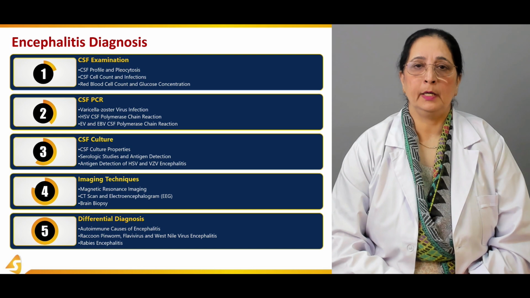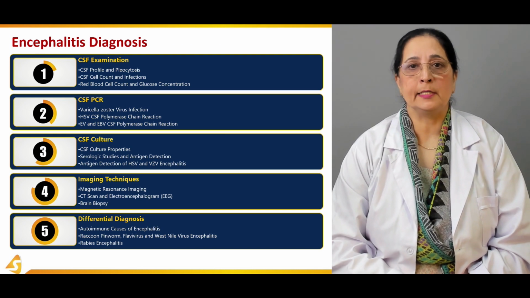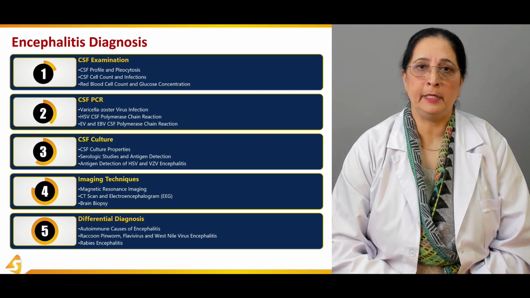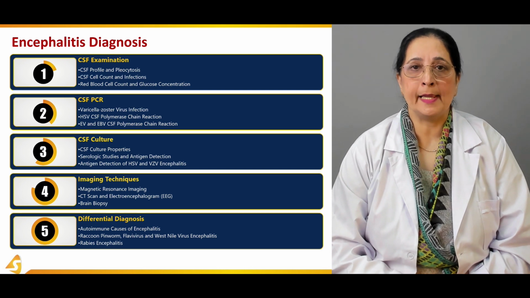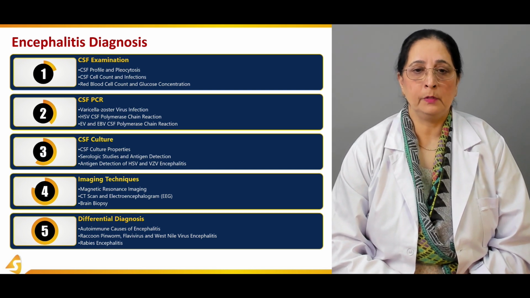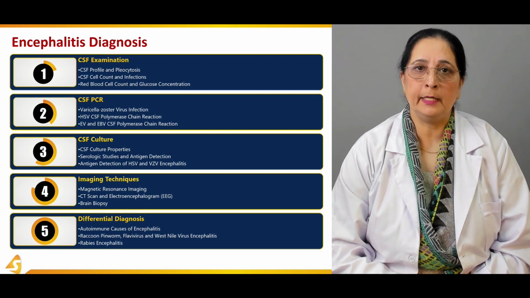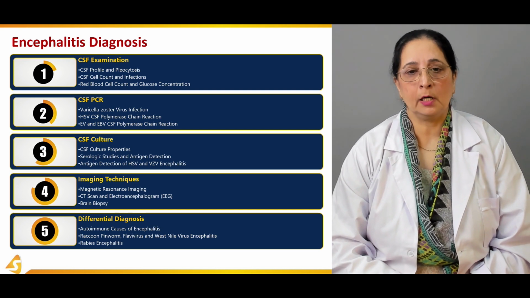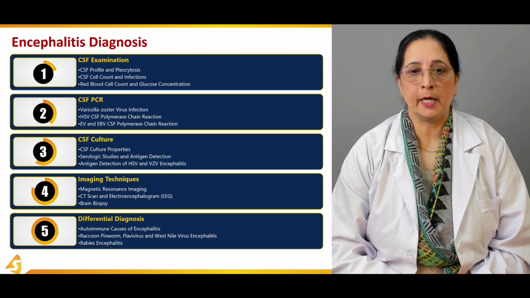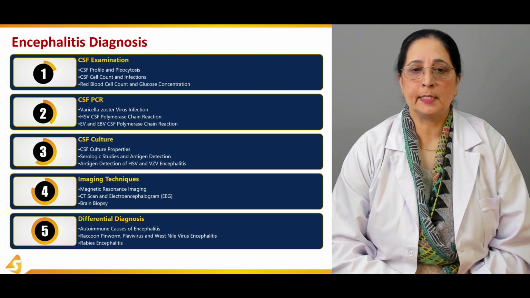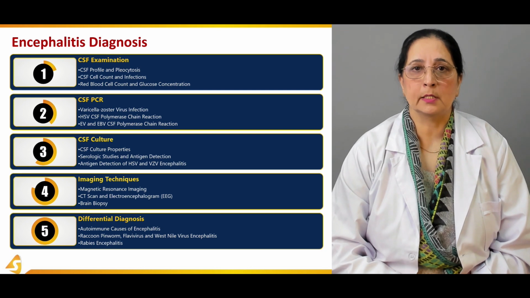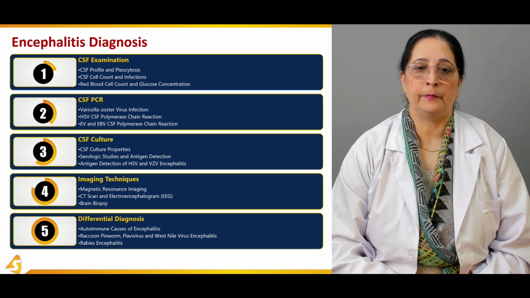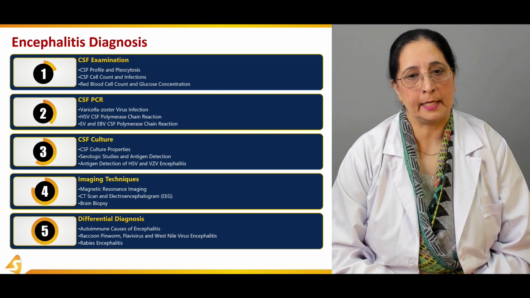This topic we will discuss in 5 different sections, and in the first section we will discuss the CSF examination of the patient with encephalitis and what's the CSF profile in encephalitis and pleocytosis, and also we will talk about the CSF cell count and infections, red blood cell count, and glucose concentration. So all that we will talk about in the first section of our topic, which is CSF examination.